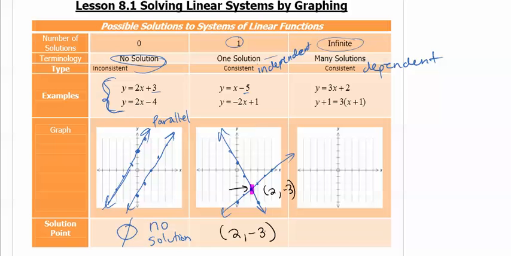Well, how many solutions does it have? How many intersection points does it have? It looks like it just has one. Therefore, this is a one solution system.